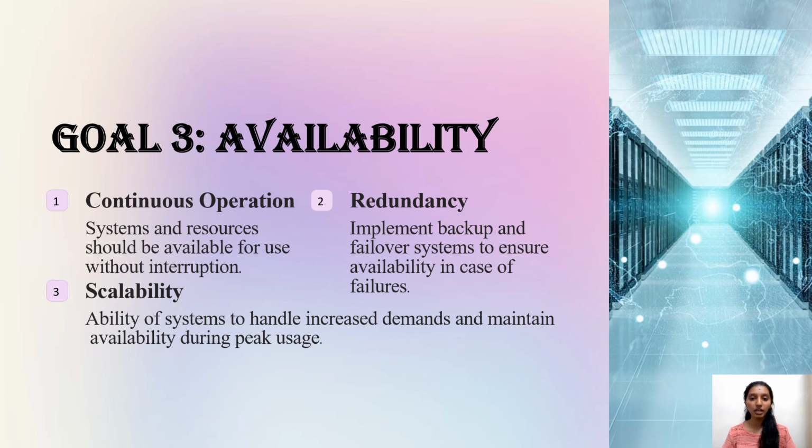Next is goal 3, availability: continuous operation, redundancy, and scalability. Continuous operation means systems and resources should be available for use without interruption. Redundancy is implementing backup and failover systems to ensure availability in case of failures. Scalability means the ability of systems to handle increased demands and maintain availability during peak usage.